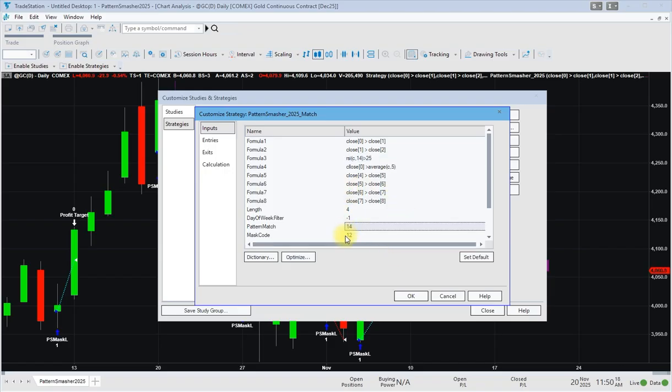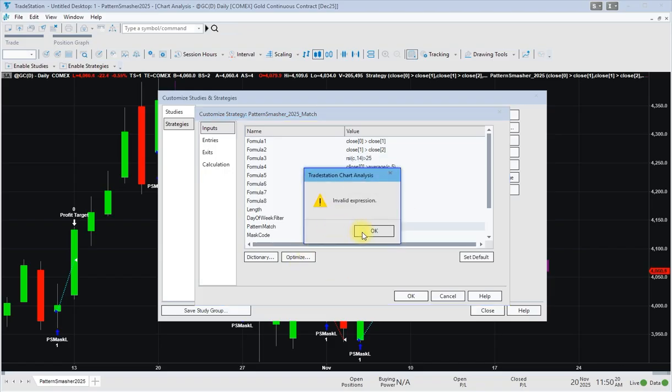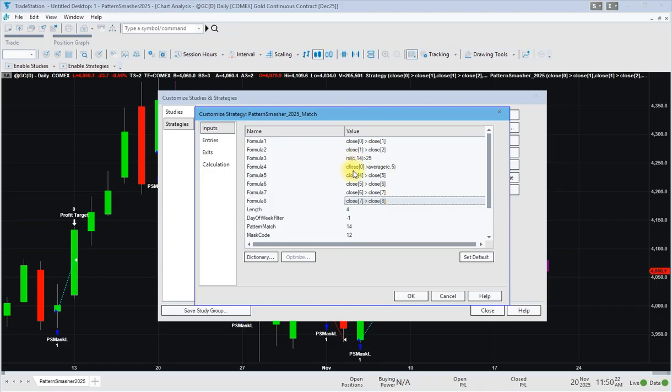Let's go ahead and optimize that. We're just going to keep the profit objective. It doesn't like that. Misspelled it. It's hard to type in this. But see, this is where you don't need to really know, you don't need to program in EasyLanguage. You just need to know how to create these simple expressions. If you can create simple expressions like this, you can create trading systems with PatternSmasher 2025.